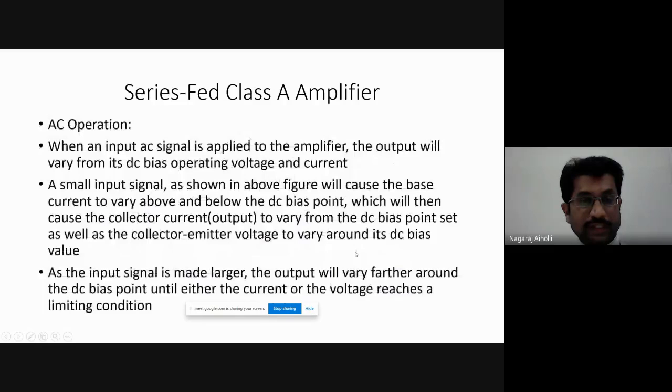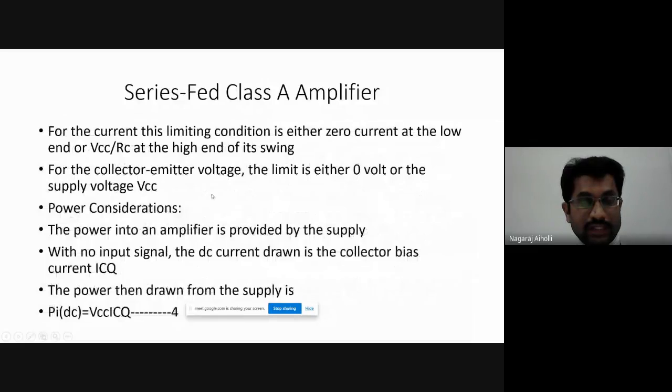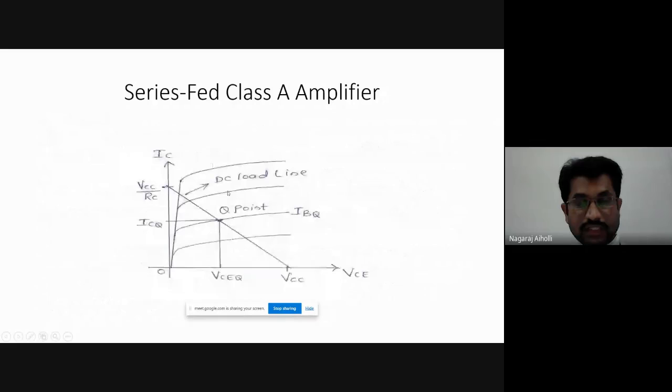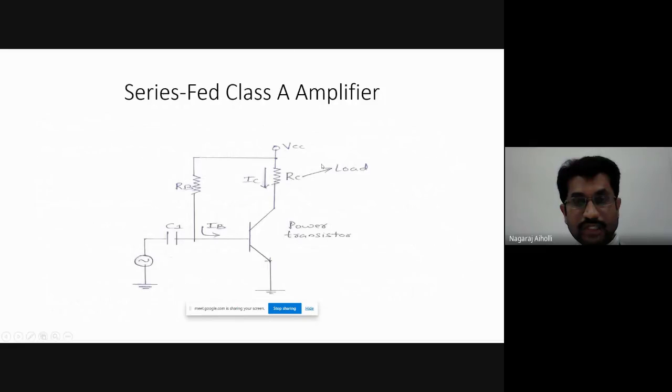Then we studied the AC operation and the DC operation of the series fed class A amplifier. Then we took up the power. When we apply the DC voltage VCC, the collector current IC flows. The product of VCC and ICQ gives the DC power input to the circuit. Similarly, if you want to find the AC power, when we apply the AC input signal, whatever the collector to emitter voltage and the collector current are, the power delivered to the load RC is the AC power. We will discuss the AC power, the RMS power, and the power efficiency equations of the class A amplifier in the next class.